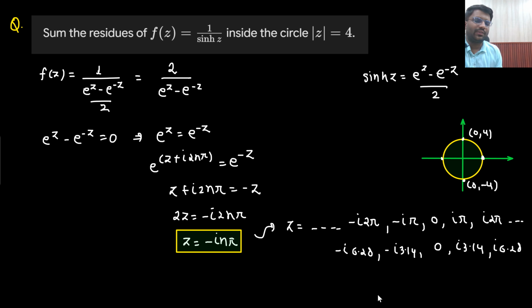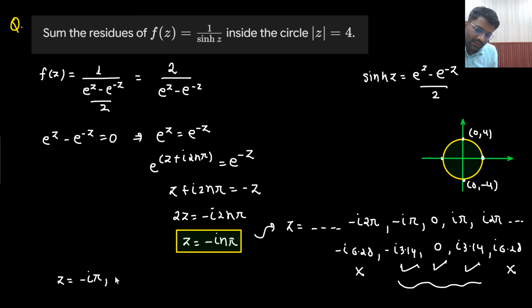Now, sir, mod of z equals 4. This will give mod of z less than 4. This will give mod of z less than 4. This will also give mod of z less than 4. This will not give mod of z less than 4. This will also not give mod of z less than 4. That means all 3 points will be acceptable. So what points will be acceptable? z equals minus iota pi, 0, and plus iota pi.